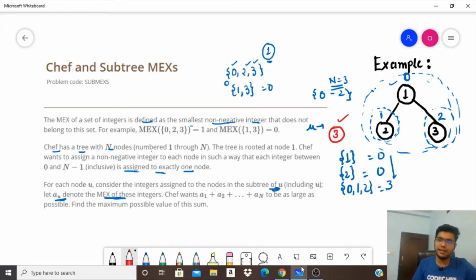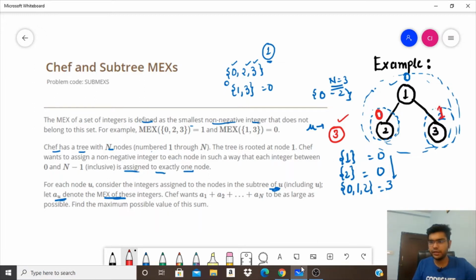So if I assign, instead of assigning 0 at the root node, what we want is to assign 0 at the basic level, that is the leaf level, right? So if we assign 0 at this particular level and then assign the remaining values, we can either assign 1 here or 2 here, right? Or we can assign 1 here or 2 here. So either way we can do this.